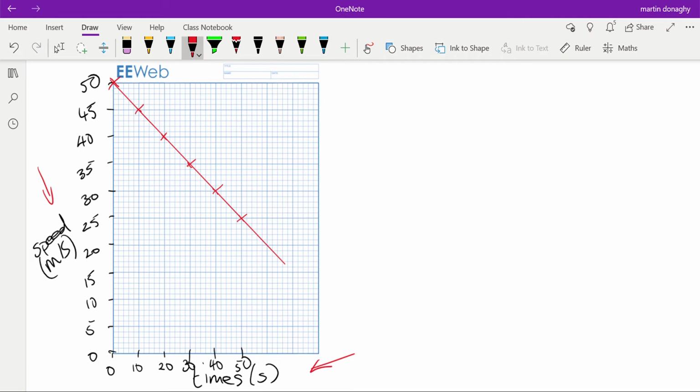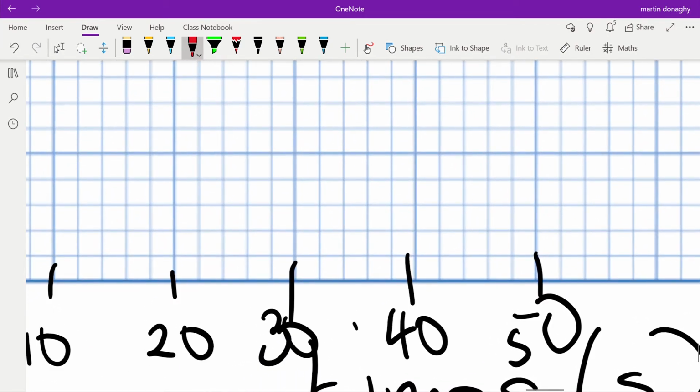Okay, it then asks what is the car's speed at 22 seconds. What I need to work out is if I look at this axis, you can see from here to here is worth 10 seconds, but I only have 5 squares in there. So if I divide that 10 seconds by the 5 squares, it means that each of these smaller squares is worth 2 seconds. So this point here would be 22 seconds.